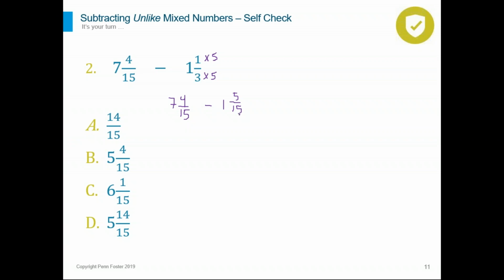Now we need to decide. Do we have to borrow or no? 4 minus 5, 4 is less than 5. Yes, we have to borrow. How can we borrow? I'm going to borrow 1 from the 7 and add it on to this fraction. Let's do that together.